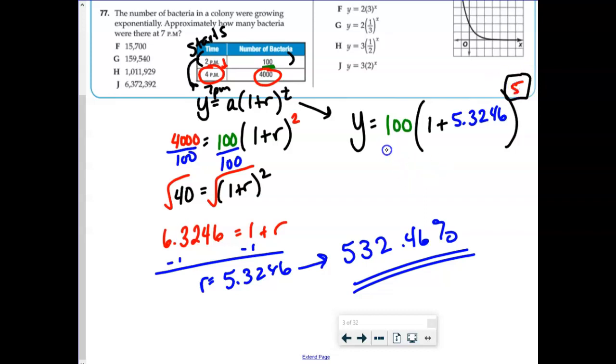And this is on your home screen. Type this baby in, and I think your answer comes out real close to H. But double check that for me.